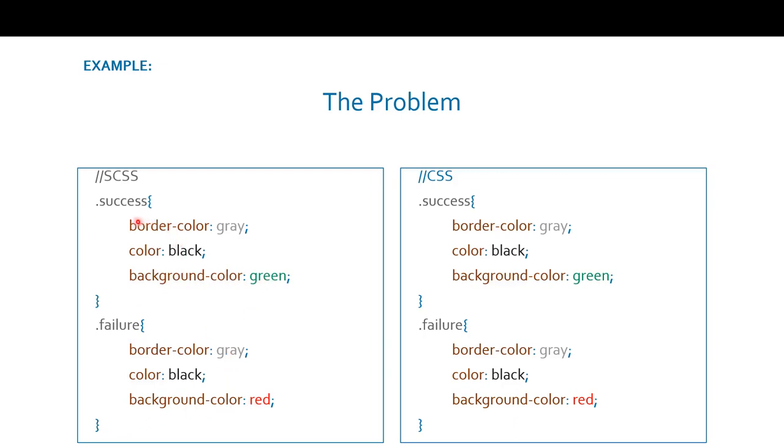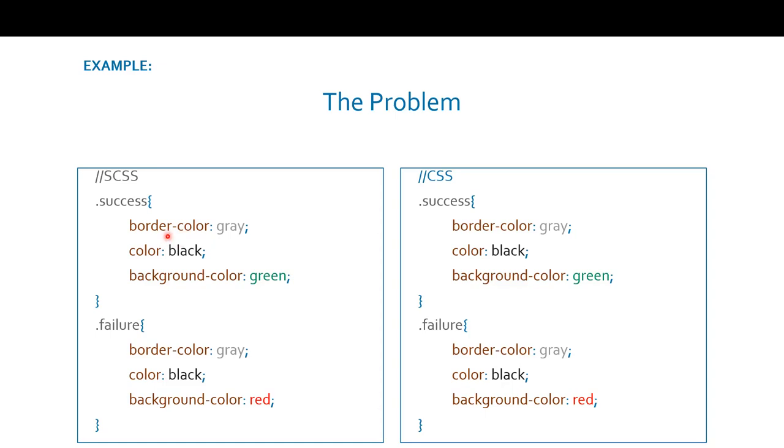Because we have these common properties in this object and this object, and it is not good to duplicate things in programming, what we want to do is extract these common properties, put them in a separate style object, and then use extend to make use of those properties. Those properties will be put in a common object, which the success and failure objects make use of. So this is the problem.